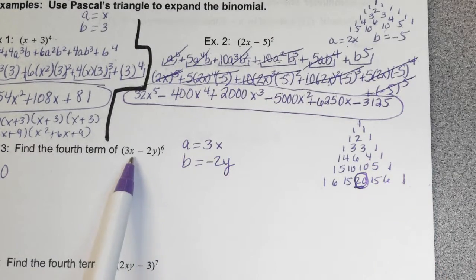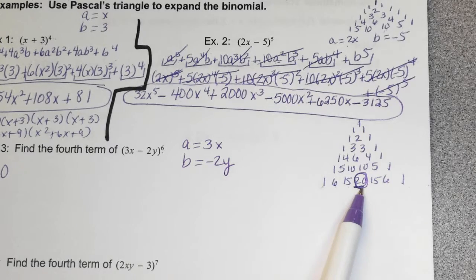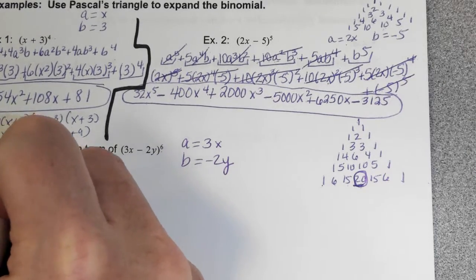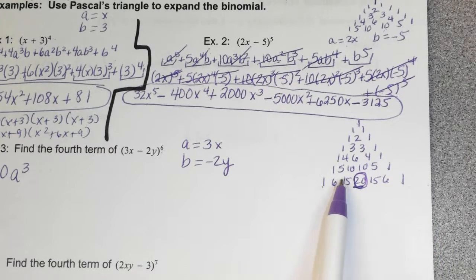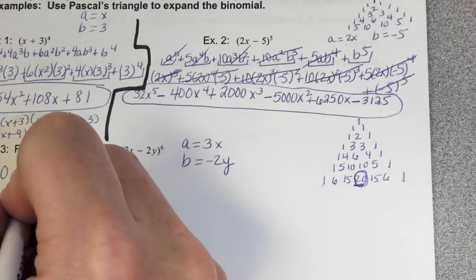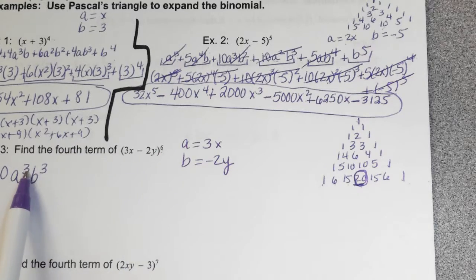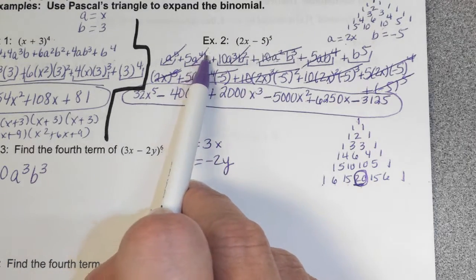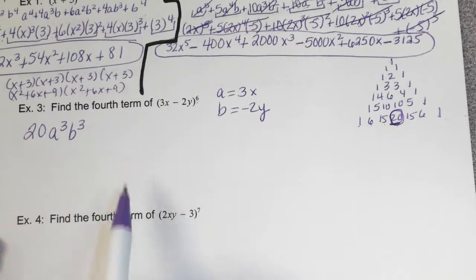Think about the pattern. It's going to go a to the 6th, a to the 5th, a to the 4th, a to the 3rd. So it's going to be 20a to the 3rd. With the b's, it goes no b, b to the 1st, b to the 2nd, b to the 3rd. Remember, if this is to the 6th power, these should add up to be 6. The degree of this should be 6. Okay? Back here, the exponents should have added up to be 5, and they did. Down here, they add up to be 6, and they do.